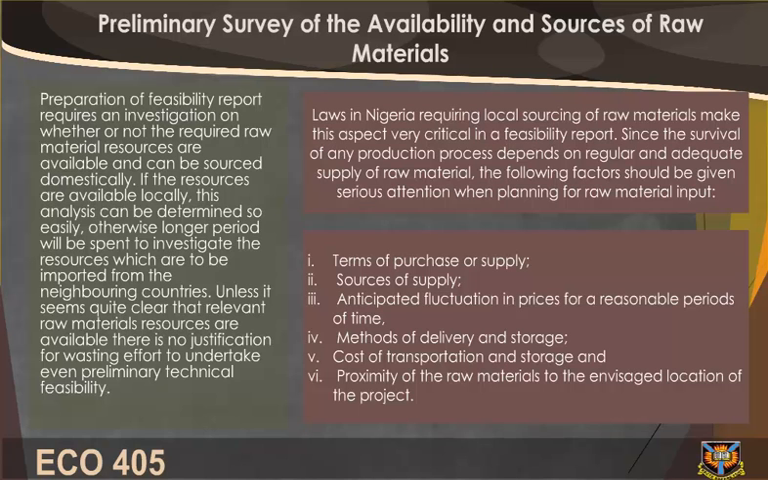1. Terms of purchase or supply. 2. Sources of supply. 3. Anticipated fluctuations in prices for a reasonable period of time. 4. Methods of delivery and storage. 5. Cost of transportation and storage. And 6. Proximity of the raw materials to the envisaged location of project.